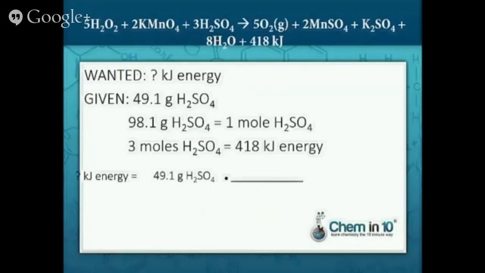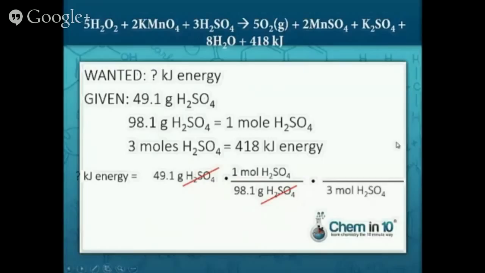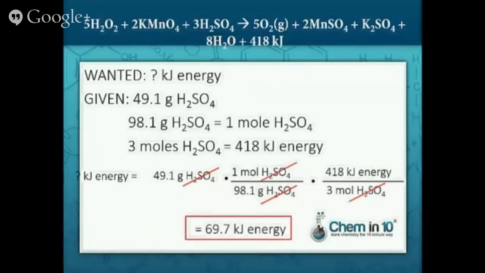We divide by the molar mass of sulfuric acid because we want the grams to cancel out. So 98.1 grams of sulfuric acid is equal to 1 mole of sulfuric acid. It looks like we're dealing with about half a mole, because if 1 mole is 98.1 grams, we have about half a mole of sulfuric acid. And then we want to convert the moles of sulfuric acid to kilojoules of energy, and we know that 3 moles of sulfuric acid release 418 kilojoules of energy. So the moles of sulfuric acid cancel out. We multiply the numerators together and divide by the denominators, and we get 69.7 kilojoules of energy.